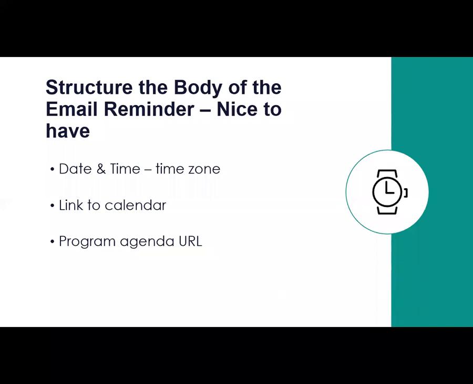And then lastly, of course, having the program agenda URL in the email is so helpful, because it gives them an idea of the other type of content that they can take a look at. And in case they maybe don't sign up, it can lead them to signing up to something else, right? So that's always really helpful to have.